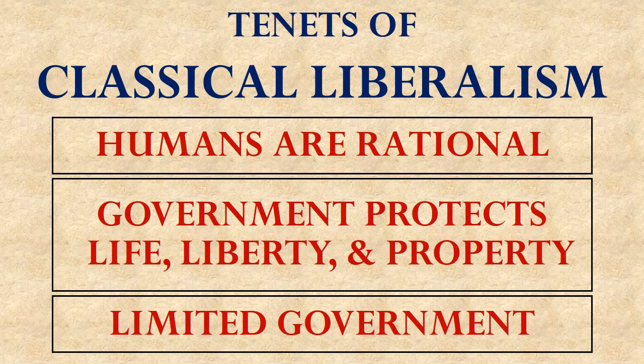We now have our third tenet of classical liberalism, that the powers of government are limited to only doing the very basic purposes that are assigned to it, to protect our lives, protect our liberties, and protect our property, and nothing more.